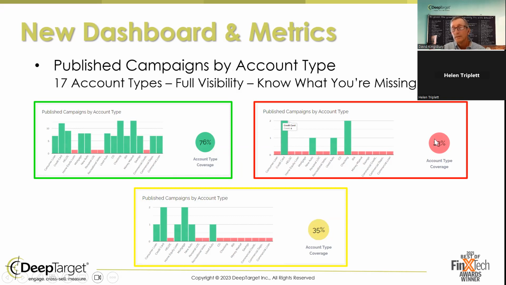It gets worse, in our opinion. Now, it may not be for your institution at this particular time, but here are only 4 account type coverages, meaning that 12 are uncovered. So you just need to be aware that you're missing opportunities to support, inform, and help your members and customers if you're not promoting where they are in your digital channels.